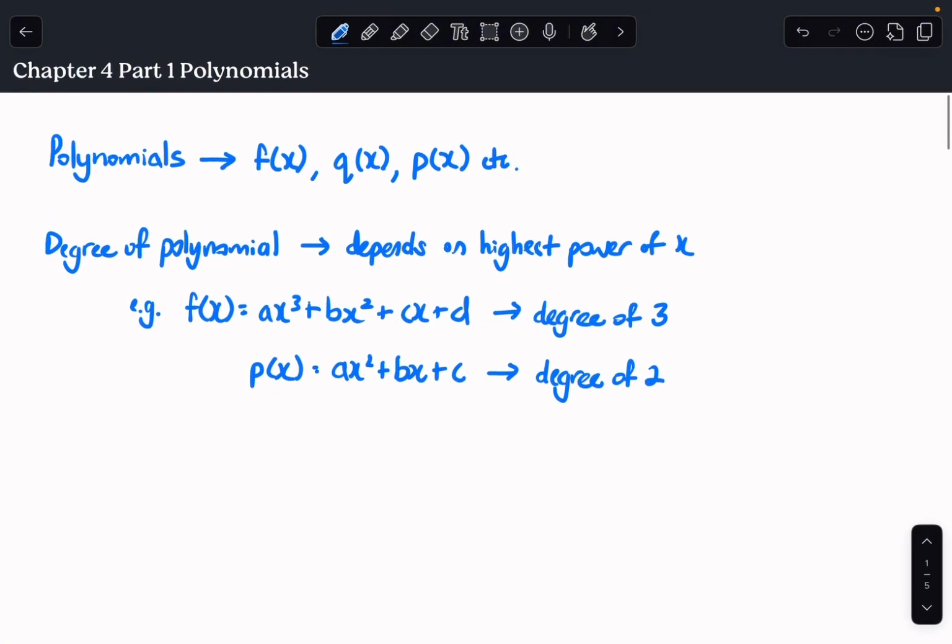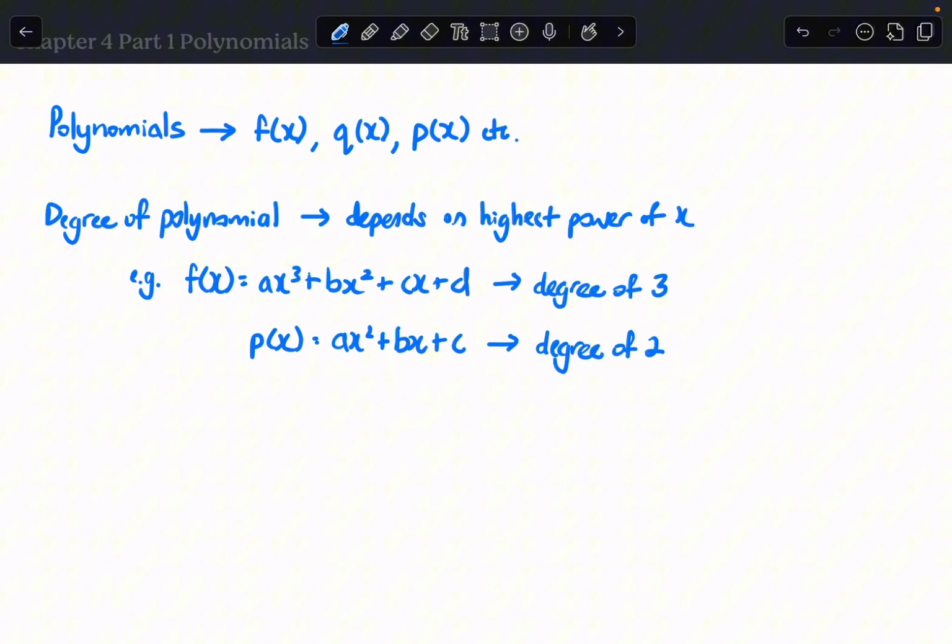Okay, so let's start. So polynomials, they're usually represented by letters like f(x), q(x), p(x), etc. And then the degree of polynomial depends on the highest power of x. So for example, if you have ax cubed plus bx squared plus cx plus d, the highest power will be 3, so the degree is 3. Then for x squared, the degree will be 2.